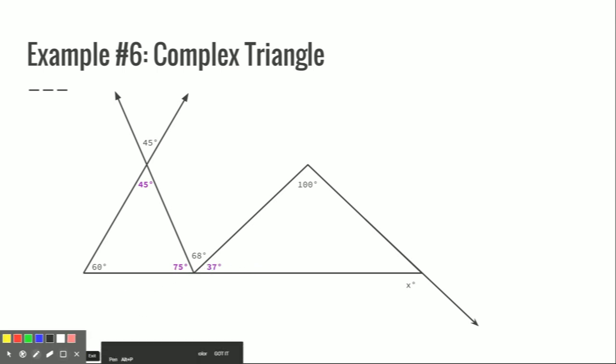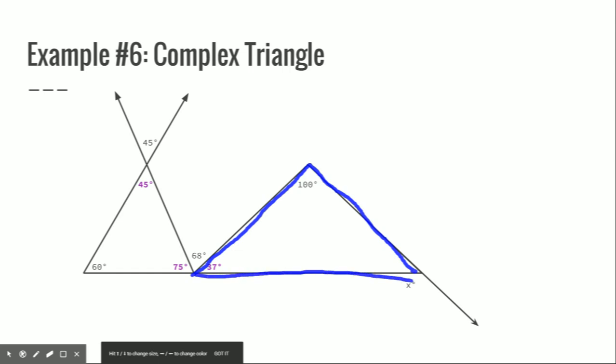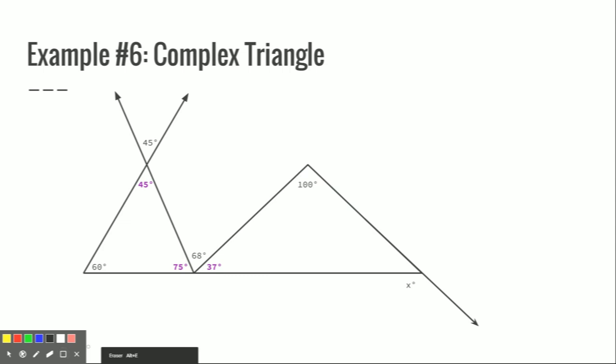And again, now we've got another triangle over here. One angle is 100, one angle is 37, and then I've got a missing angle that I do not know. So the question is, what is this missing angle over here? Well, if I do 180 minus 100 and minus 37, I find out that that missing angle is 43 degrees.